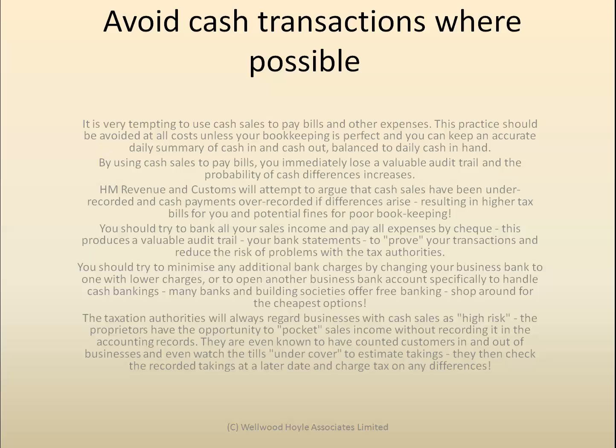Next point is to avoid cash. We all like to have cash. It's nice for a customer to pay us in cash, and it's nice to be able to pay our suppliers in cash. But it's fundamentally flawed in that there's no audit trail of money coming in and money going out. So unless you've got a bomb-proof bookkeeping system that records all your money in and all your cash out and proves one to the other, you could well have major problems with the tax authorities.